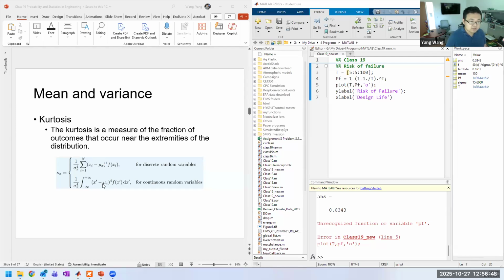And this is represented by the value minus the mean value to the power of 4, because we want to consider both the extremity on the left-hand side and the extremity on the right-hand side. So if you're using temperature as an example, we can think about that too.